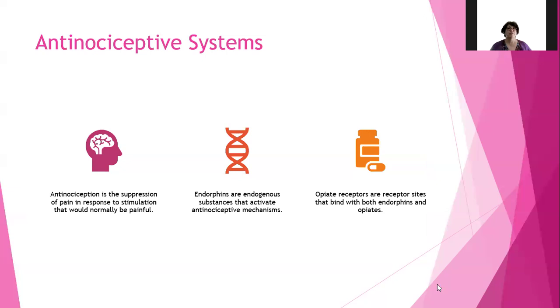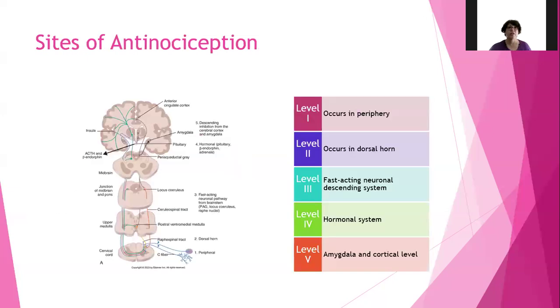So anti-nociception is the suppression of pain in response to stimulation that would normally be painful. Endorphins are endogenous substances that activate anti-nociceptive mechanisms. Opiate receptors are the receptor sites that bind with both endorphins, endogenous opiates, and exogenous ones that we get from an external source.